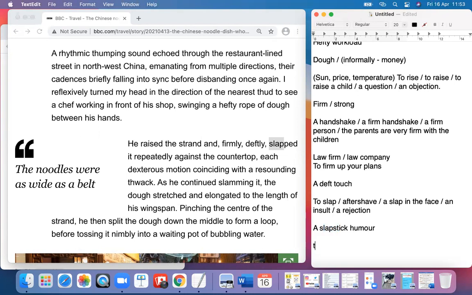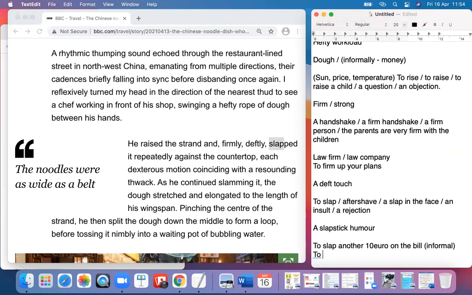Also informal, to slap another 10 euro in the restaurant. Okay, so you maybe say, slap another 10 euro on the bill. So this is informal, and the significance is to add. Okay, so you add another 10 euro on the bill. The significance is to slap on another 10 euro, maybe informal.